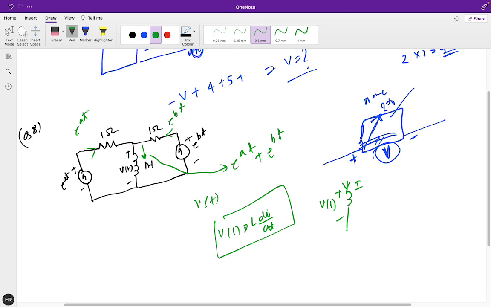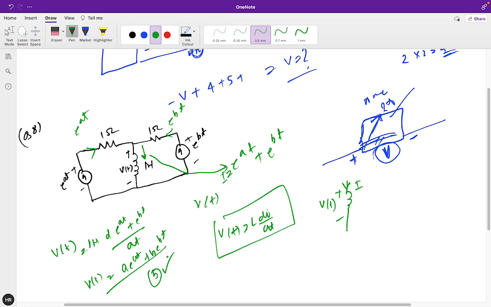Right now v of t is equal to L di by dt according to Faraday's law. So we know the value of I. I is equal to e power at plus e power bt, and the L value is given as 1 Henry. So 1 Henry into d of (e power at plus e power bt) divided by dt is your v of t. So what you will get is a e power at plus b e power bt. So the v of t value you are getting is a e power at plus b e power bt. So the answer will be, answer B is correct.